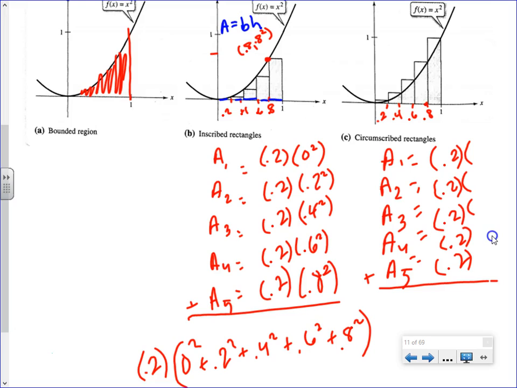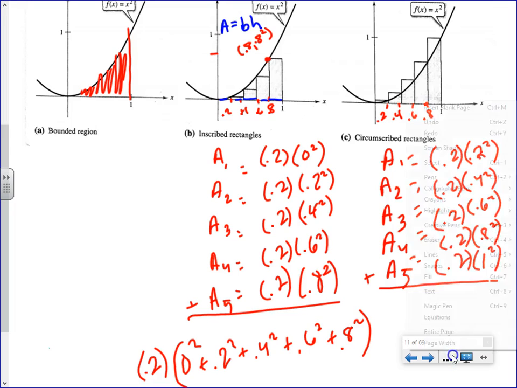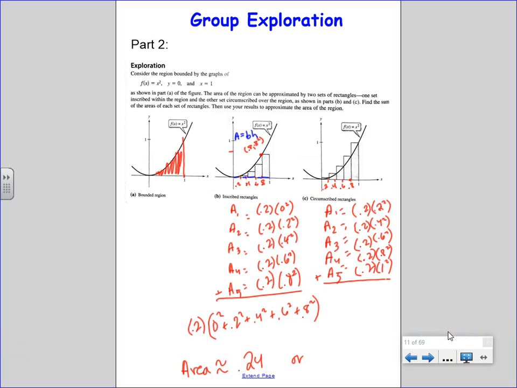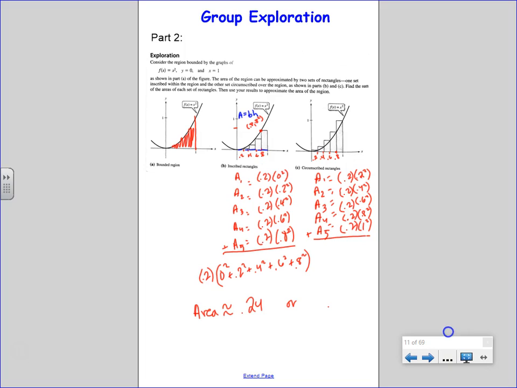Just fill in backwards. The last rectangle hits at 1, the one before hits at 0.8, 0.6, 0.4. So I'm just going to plug in 0.2 squared, 0.4 squared, 0.6 squared, 0.8 squared, 1 squared. Who already plugged it in for me? What did you get? 0.44. Now, how bad is that range?